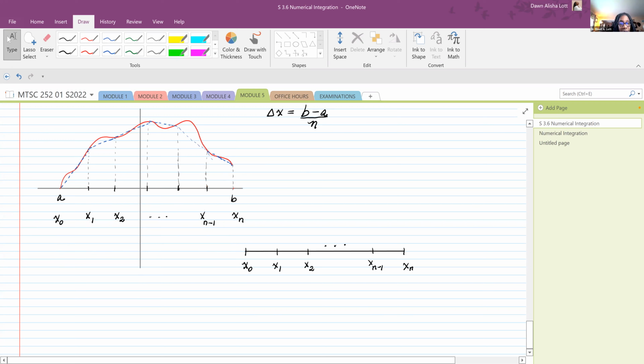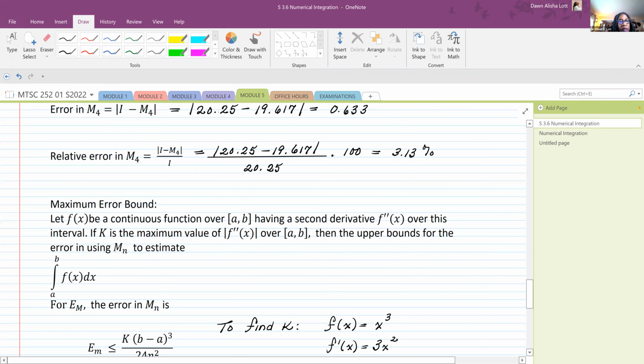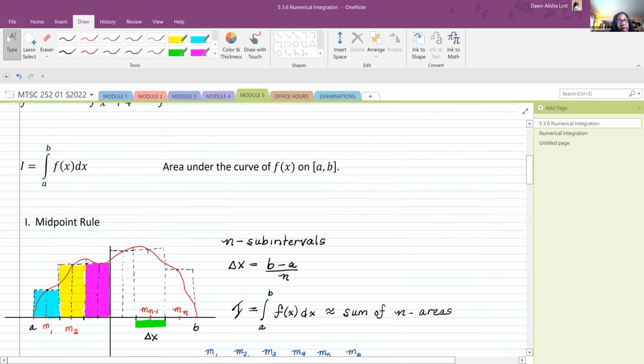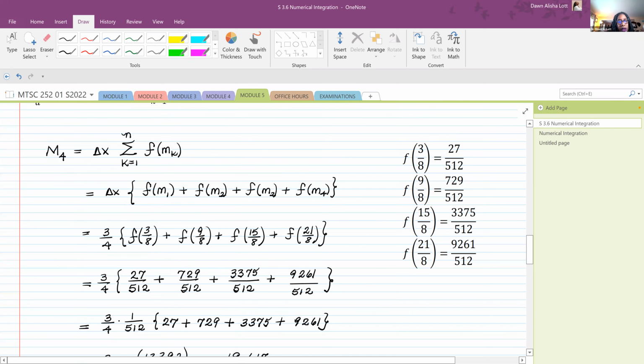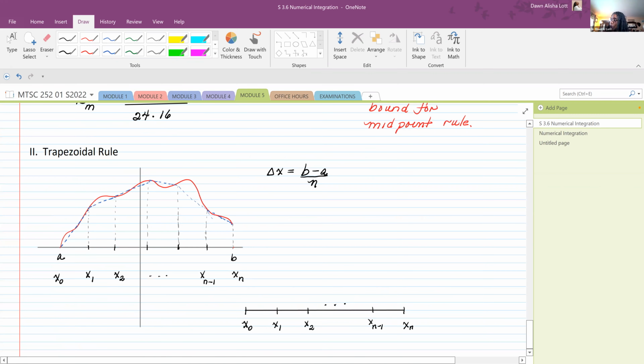So let's go back for one brief second. We summed up the areas of the rectangles. So this time we're going to sum up areas of trapezoids. So let me just color just a few in just so you can see them. Here's one, give me the green. So there's a trapezoid. So as you can see, we're summing up the areas of the trapezoids. Okay, here's another.